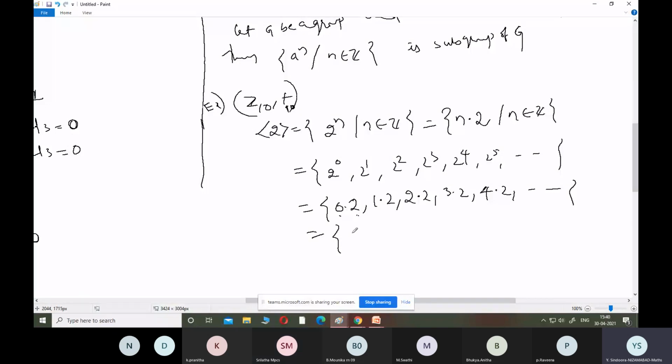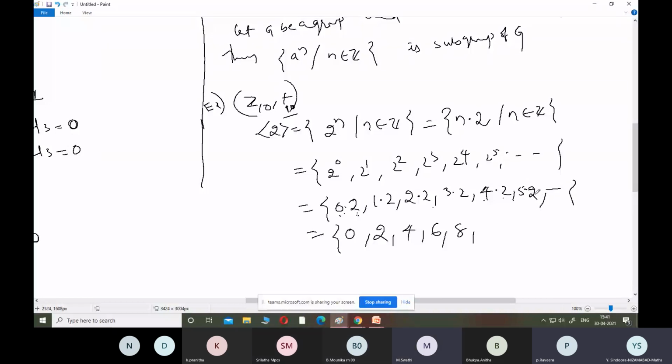What is 0 into 2 modulo 10? 0. What is 1 into 2? 2, modulo 10, 2. What is 2 into 2? 4, modulo 10, 4. What is 3 into 2? 6, modulo 10, 6. What is 4 into 2? 8, 8 modulo 10, 8.